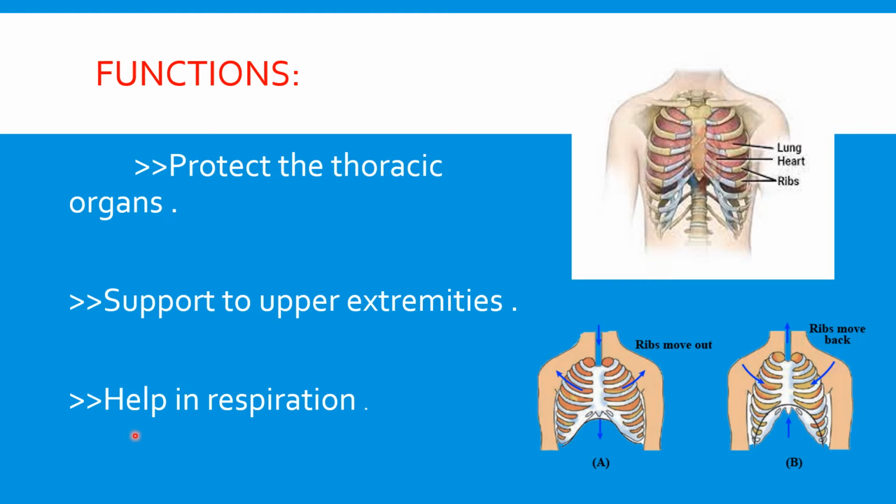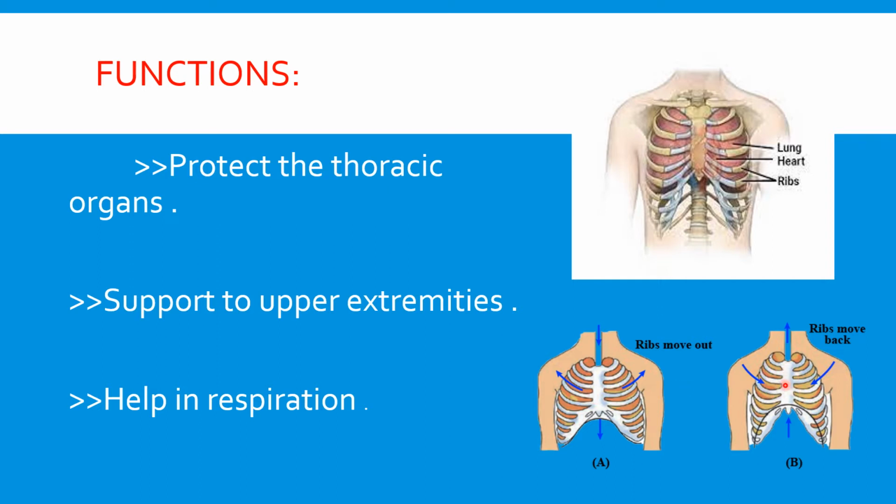The third main function is helping in respiration. The ribs are mainly a part that helps in respiration. How do they help in respiration? Let's go through this. During inhalation, when you take air inside your lungs, the muscles between the ribs, mainly called intercostal muscles, will relax and the ribs move upward or move out. When the ribs move upward, that will result in the expanding of the lungs and the air will easily move into your lungs.